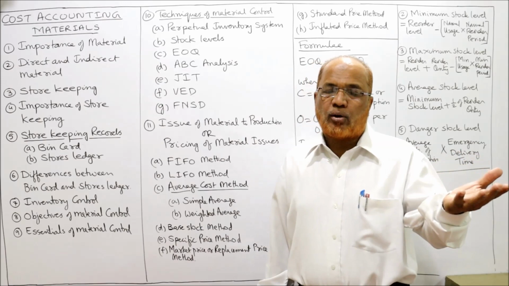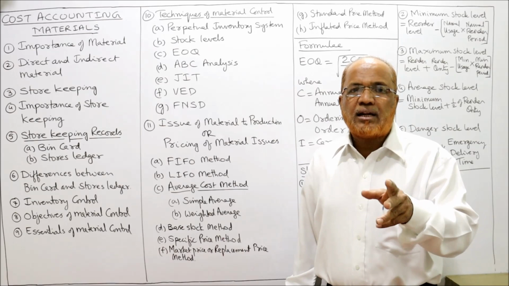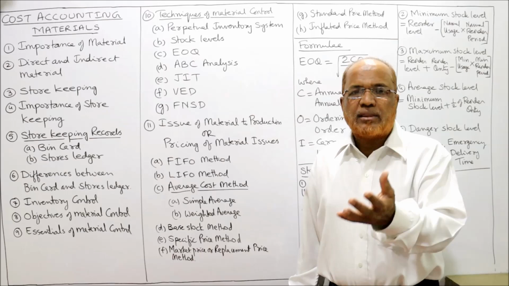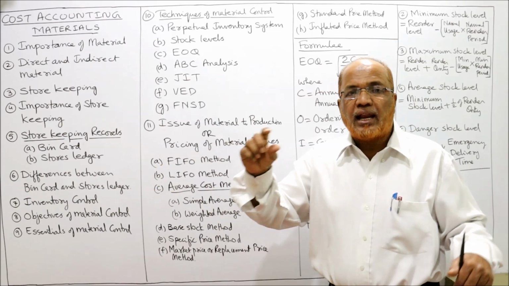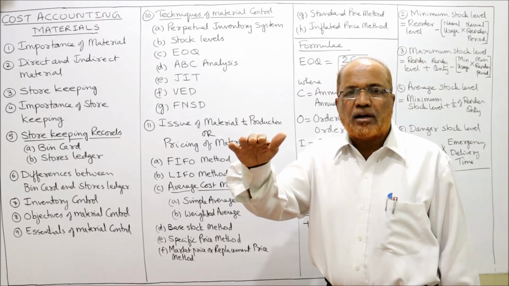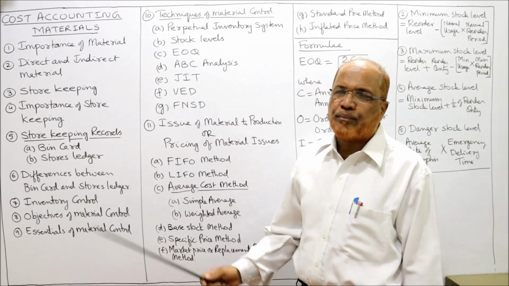And moderate control will be applied on the middle category, where the value and the quantity are more or less similar. So A category, high value, less quantity, strict control. C category, high quantity and less value, least control. And B category, moderate quantity and moderate value. So medium control should be applied on B category items. That is called ABC analysis.